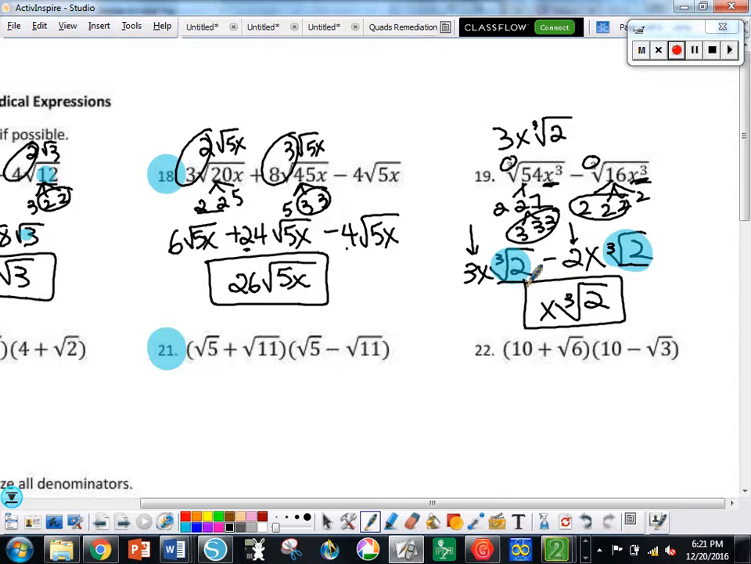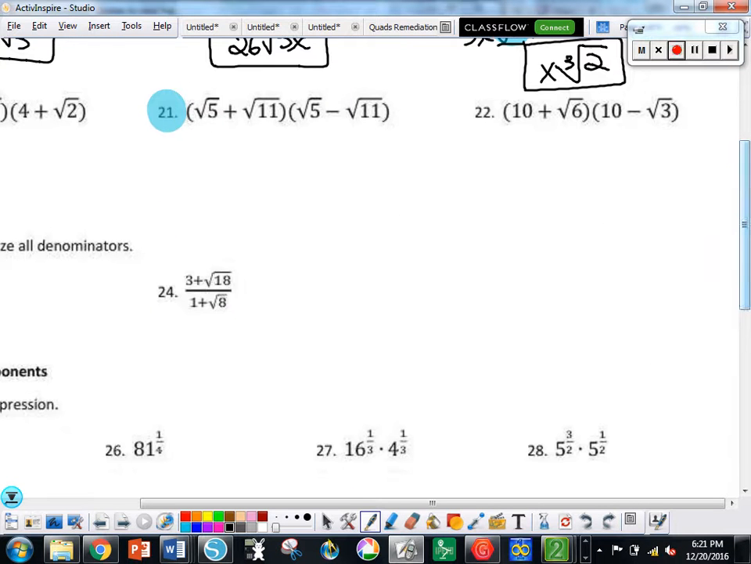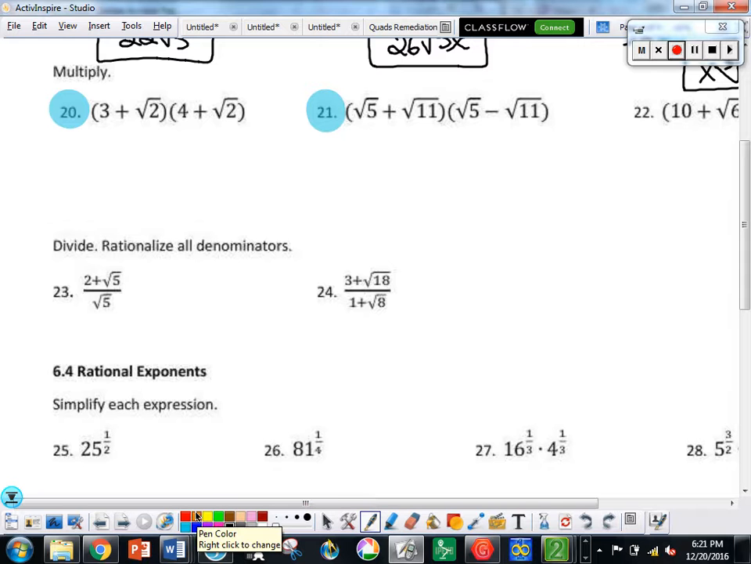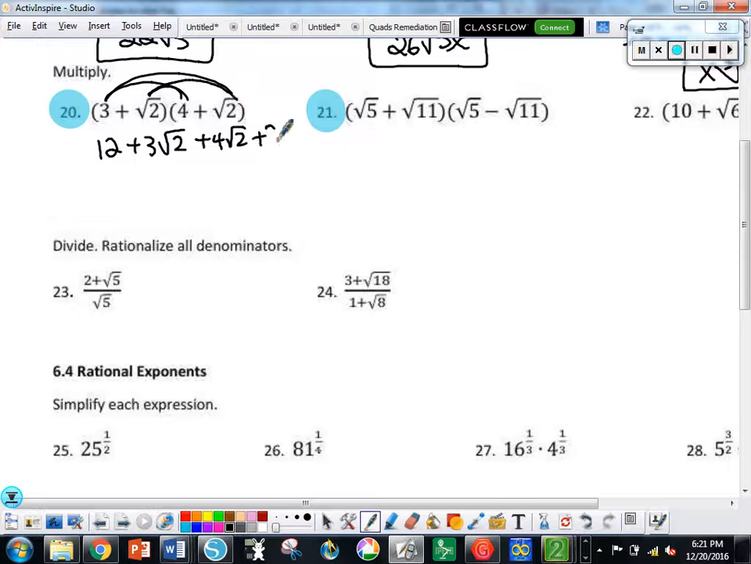Moving on. Now on this we need to FOIL or multiply. 3 times 4 is 12. 3 times the square root of 2 is plus 3 square root 2. Multiply that way. Plus 4 square root 2 plus 2. So it's like the square root of 4. Add those together, you get 14 plus 7 square root 2.